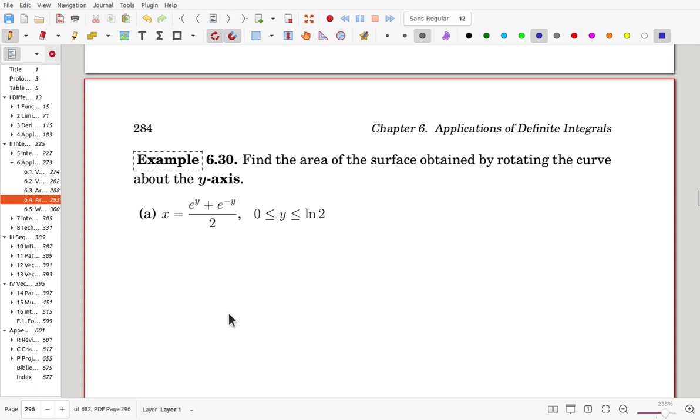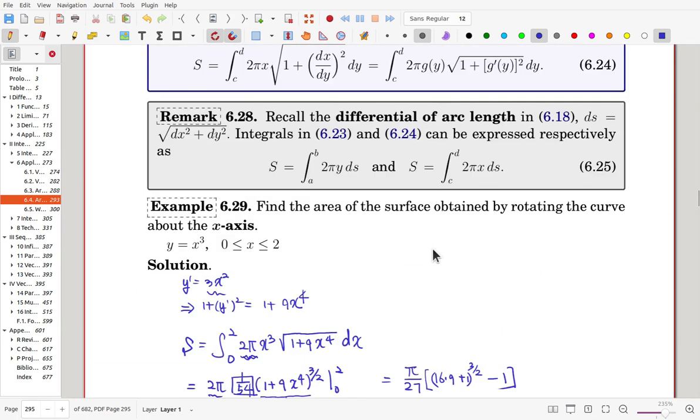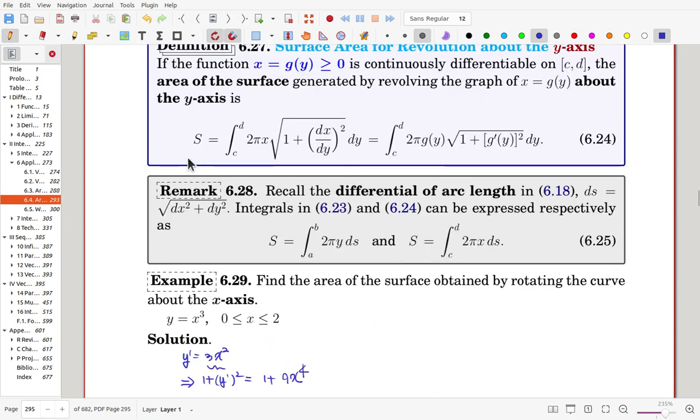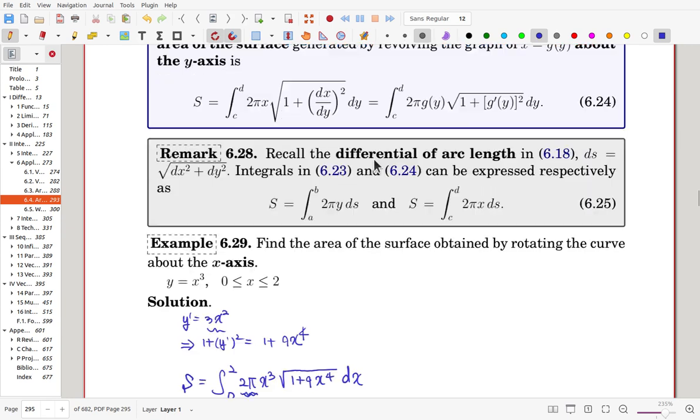Okay, now in this example, we'll try to find the area of the surface obtained by rotating the curve about the y-axis. Now its rotation is about the y-axis, so we'll try to use this formula. Now y is moving from c to d, and 2 pi g of y, that is x. So the radius must be x, and now here this scaling factor, but everything must be a function of y, okay?